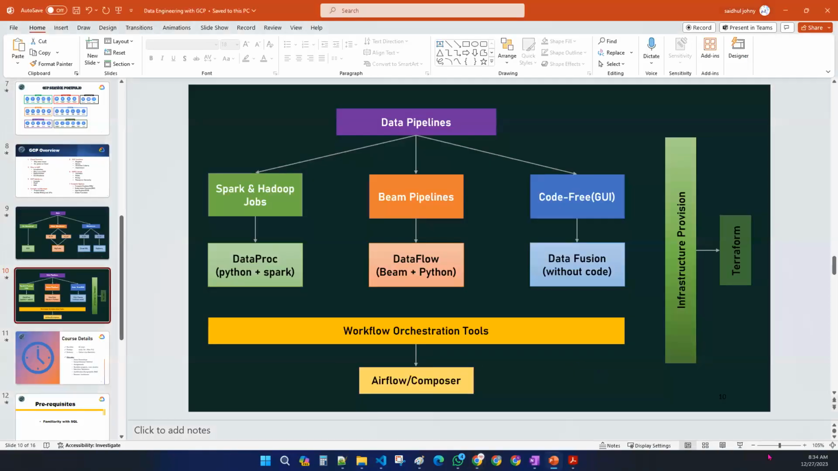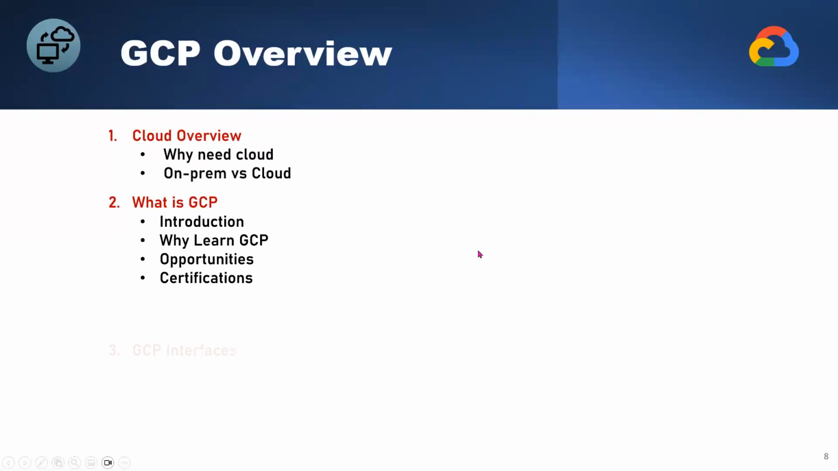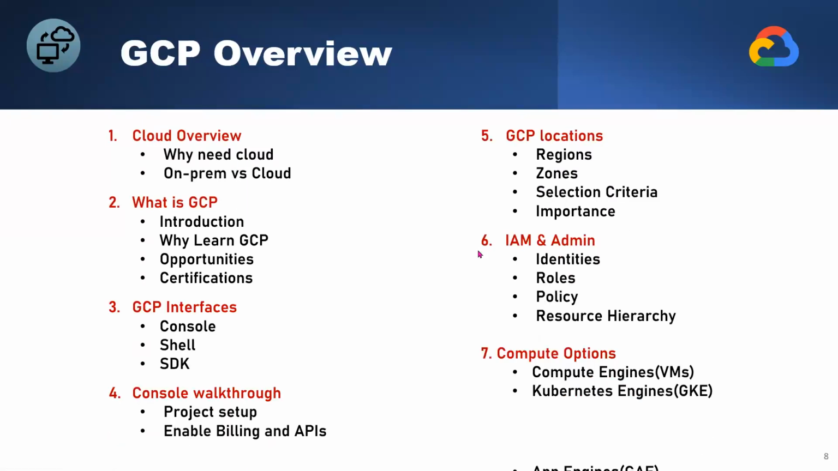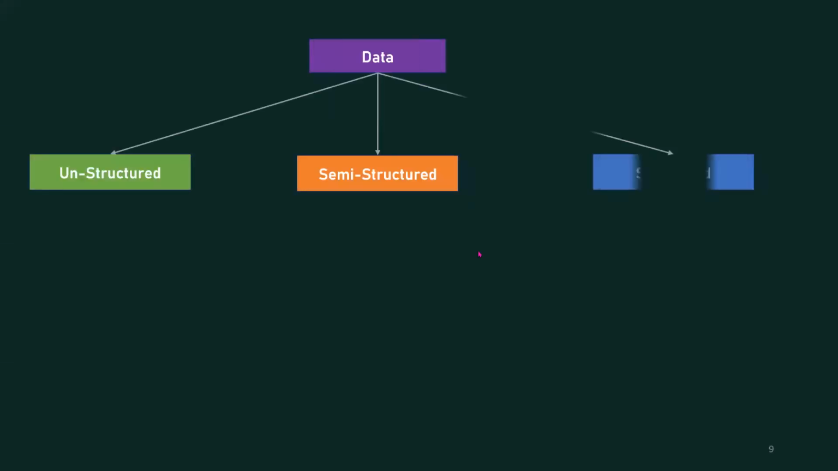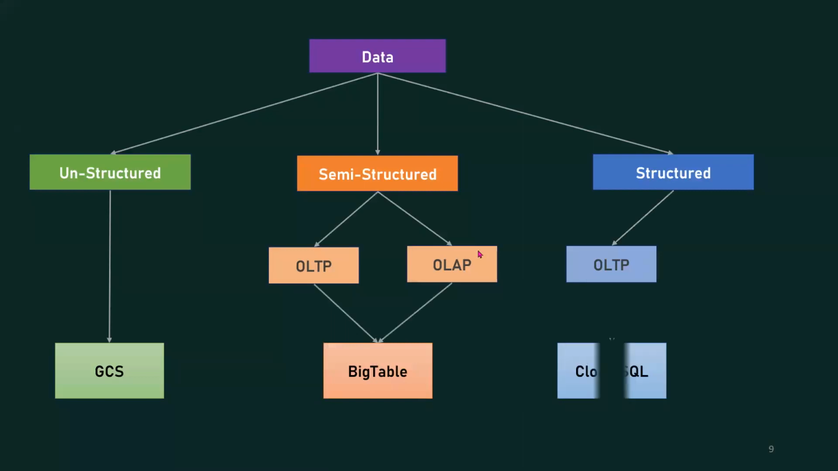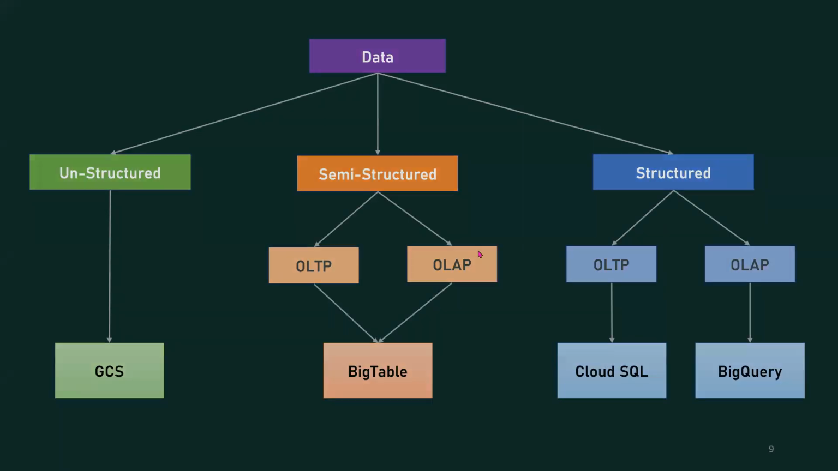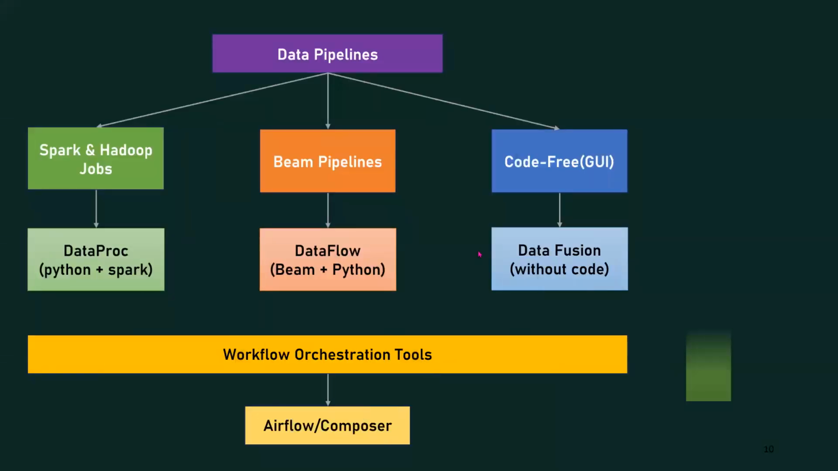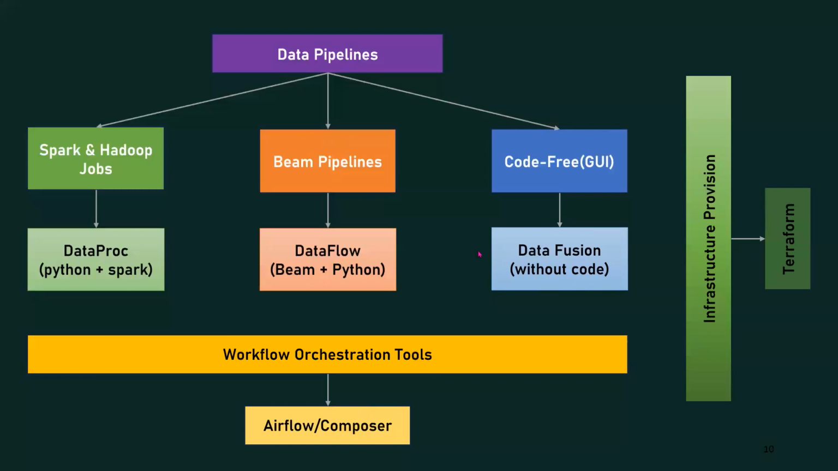So I might have given some idea here. These topics I have mentioned in the course curriculum also with detailed descriptions. You can go and check it there. This is to give you some idea of the categorization. Each service like GCS and Bigtable also has proper descriptions in the course curriculum. Similarly for Dataproc, Dataflow, Data Fusion, Airflow, and Terraform, I have mentioned proper descriptions.